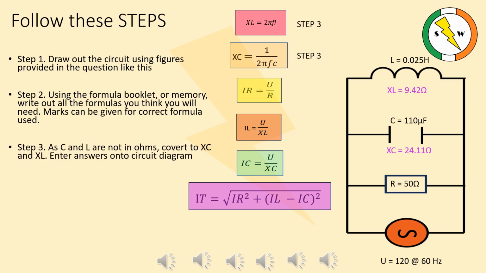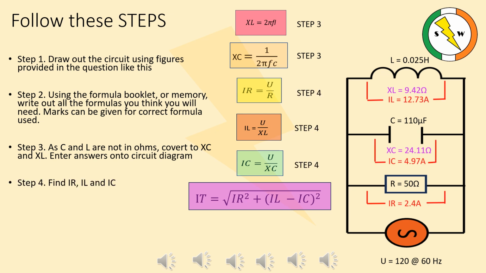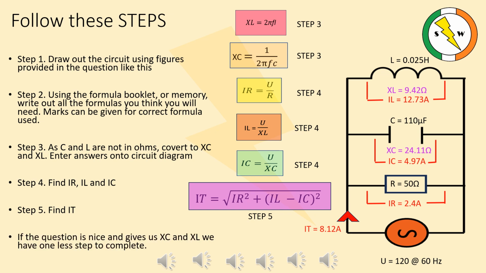Step 3. Find XL and XC. As C and L are not in ohms, convert to XC and XL. Enter answers onto the circuit diagram and circle answers. Step 4. Find IR, IL and IC. Step 5. Find IT. And job done. If the question is nice and gives us XC and XL, we have one less step to complete.